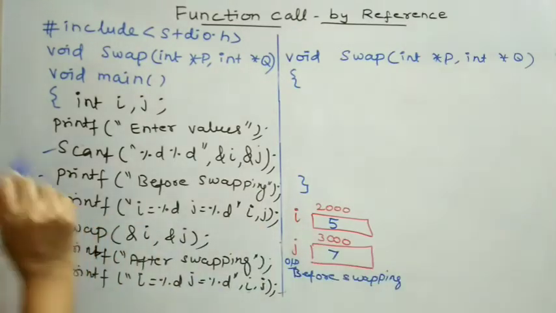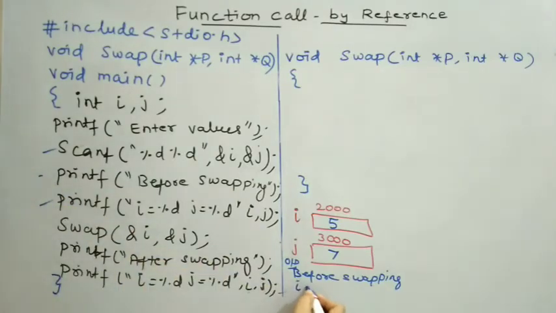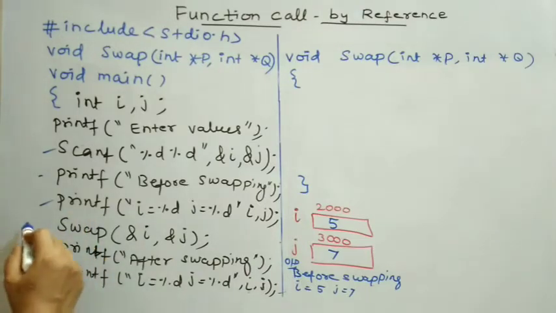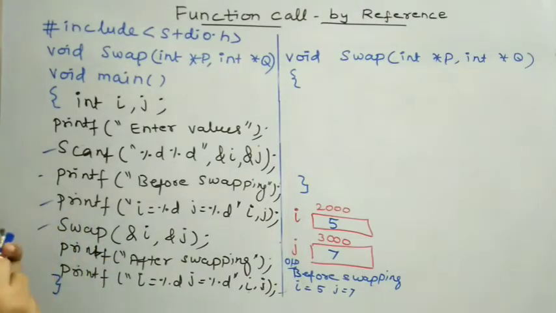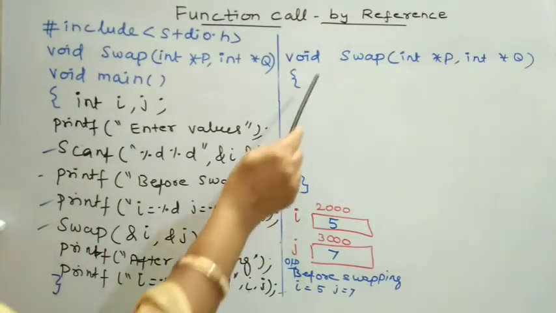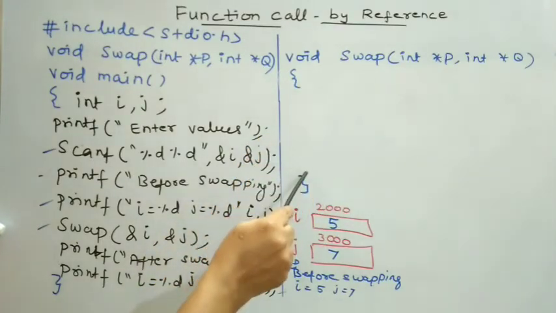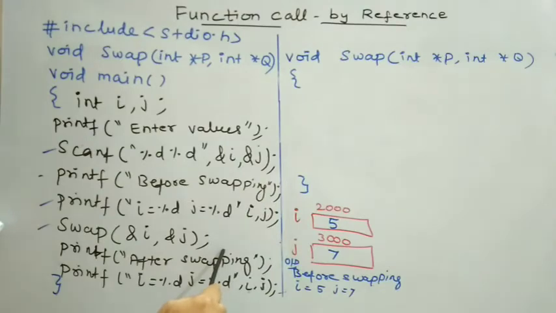Okay, so when it executes this statement, i is equal to 5 prints the value, j is equal to 7. After printing the value of i and j before swapping, I am going to call this function swap. When I call this function swap, control is transferred from this function call to this function definition. After executing the statements inside the function definition, my control will be transferred back.